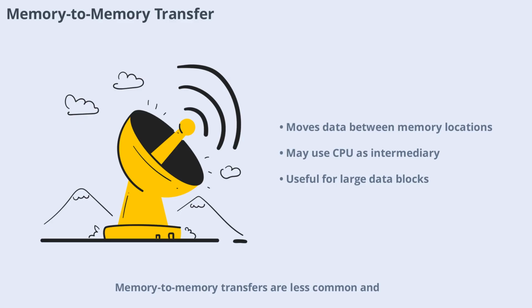Memory-to-memory transfers are less common and typically require special instructions or hardware support. In this operation, data moves directly from one memory location to another, often using the CPU as an intermediary. This can be useful for copying large blocks of data, such as during file operations or system initialization.